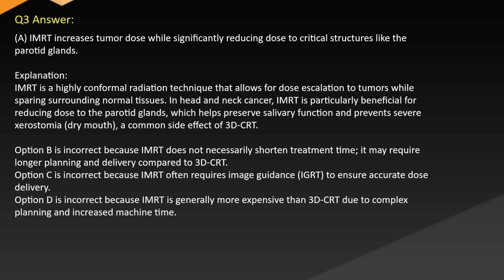Option B is incorrect because IMRT does not necessarily shorten treatment time. It may require longer planning and delivery compared to 3DCRT. Option C is incorrect because IMRT often requires image guidance (IGRT) to ensure accurate dose delivery. Option D is incorrect because IMRT is generally more expensive than 3DCRT due to complex planning and increased machine time.